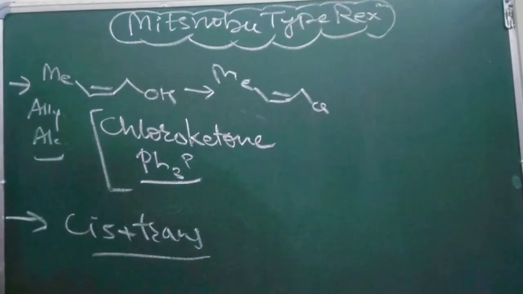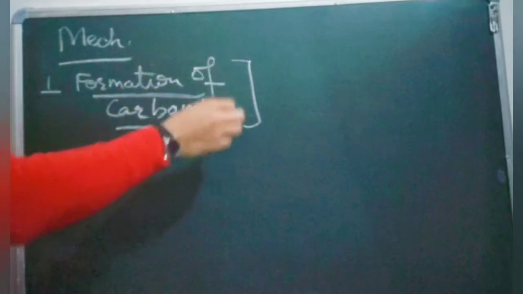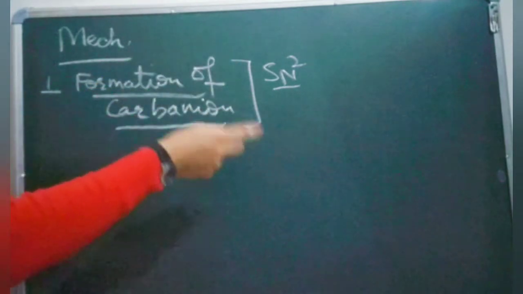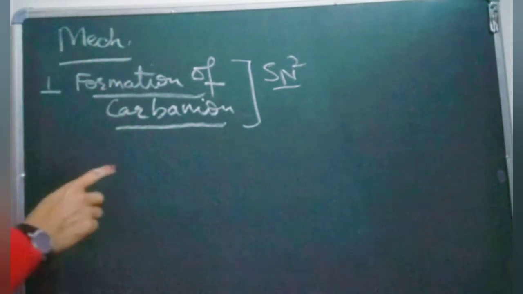Okay, let's talk about the mechanism of the reaction. What is the mechanism here? So here we are having mechanism now. See, in mechanism, the first step is formation of carbanion. Formation of carbanion is taking place, and this is an SN2 reaction. We know in SN2 reaction there is inversion of configuration. So how is it an SN2 reaction, how is formation of carbanion taking place?